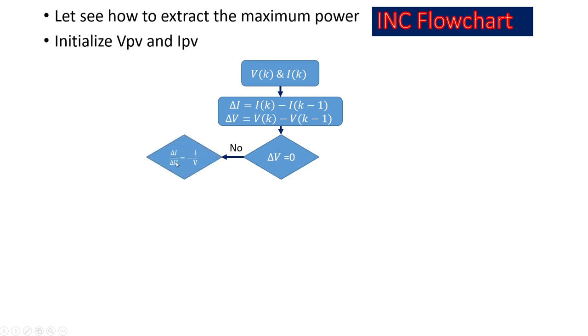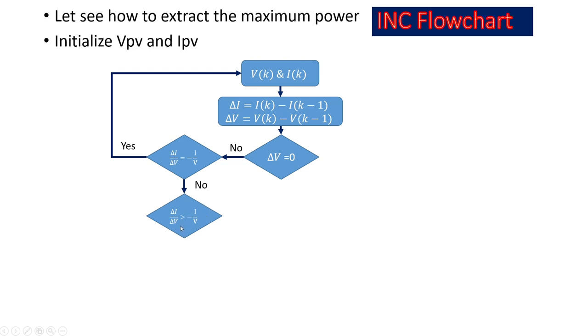So here we need to calculate the value of del I divided by del V, which is equal to minus I by V, as we discussed in the previous slide. If this condition is met, then this value will be the final duty cycle, that is, the final value of V of k and I of k. If this condition is not met, we need to check the next one, whether it is greater than minus I by V.